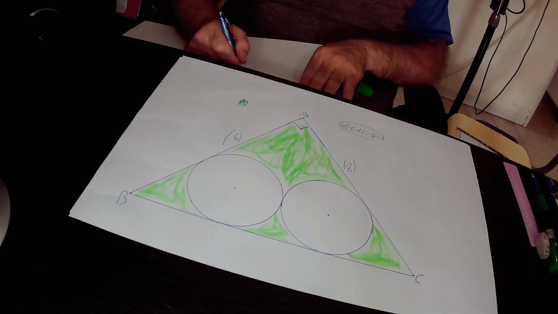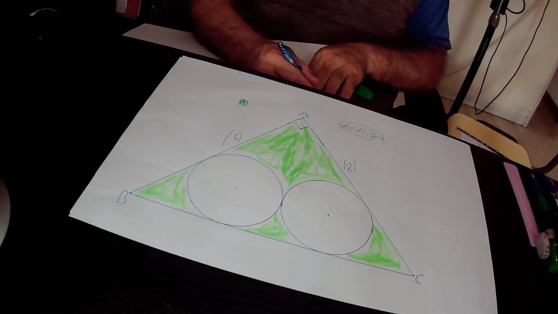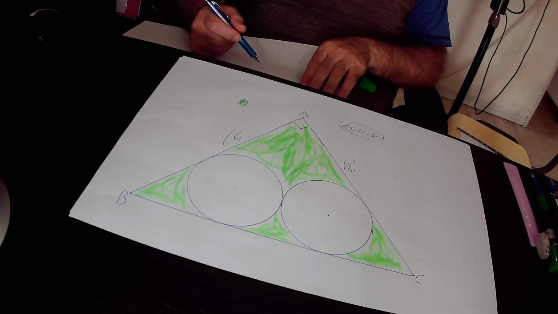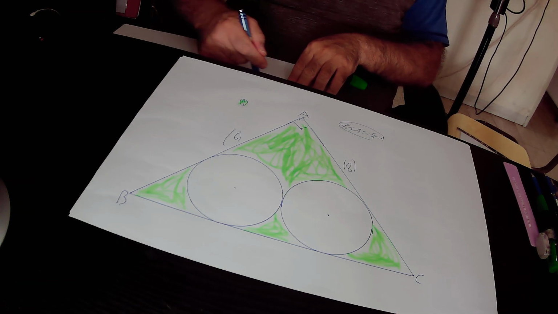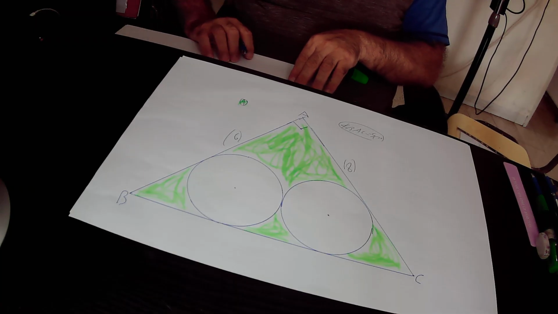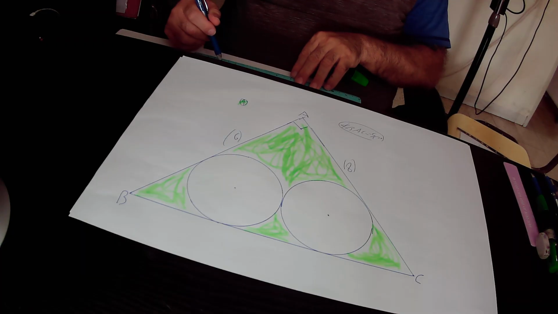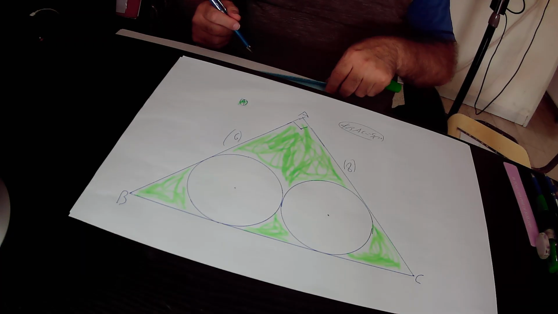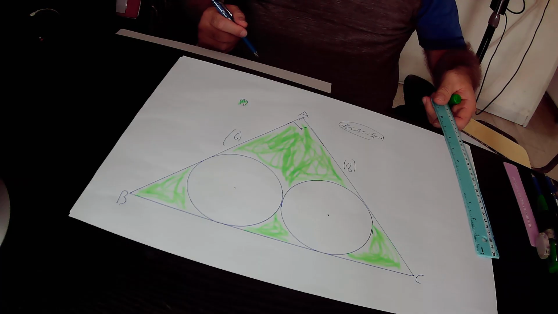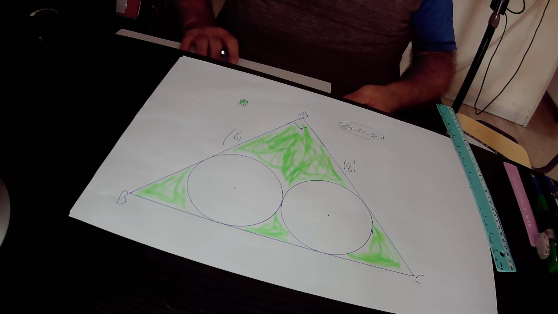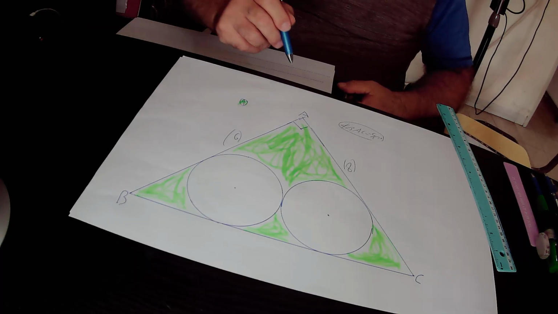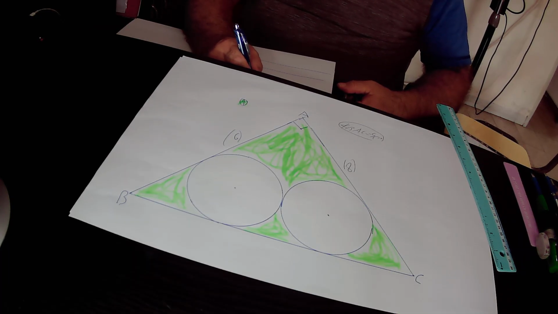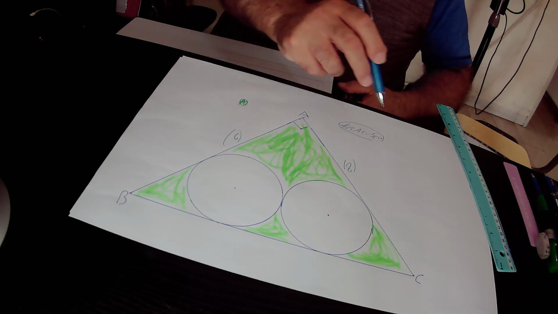According to the Pythagorean theorem, in any right triangle, the square of the hypotenuse equals the sum of the squares of the perpendicular sides. So in the right triangle ABC, BC squared, that is the square of the hypotenuse, equals AB squared plus AC squared.